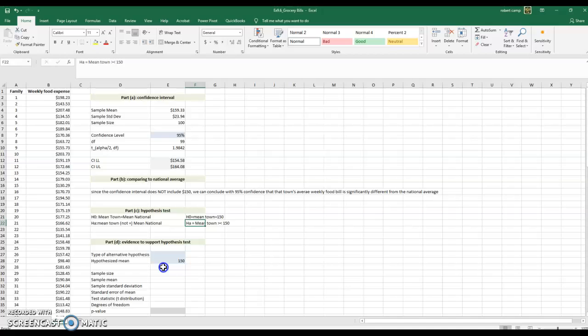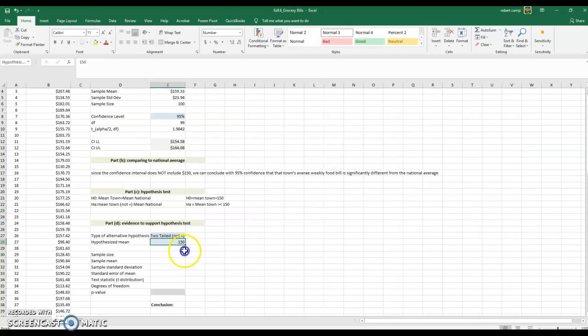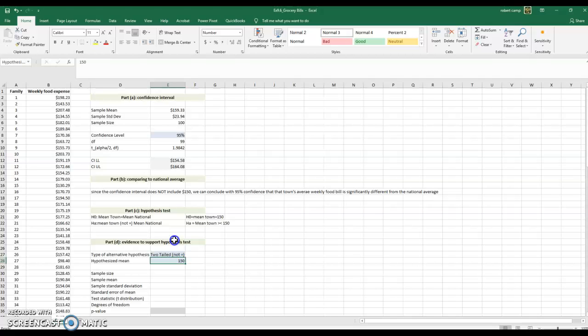You can see how this one is a little different, because typically we've been assuming that it's greater, or we assume that it's less than. So this is why we're using a two-tailed test, and two-tailed just means not equal. The hypothesized mean is $150, and we're going to test whether or not the mean is equal to $150 and come up with our p-value.